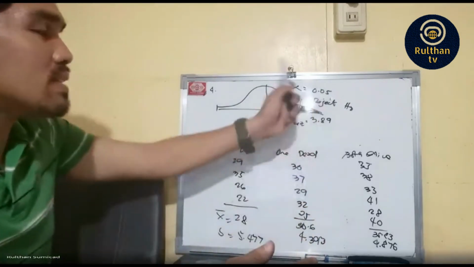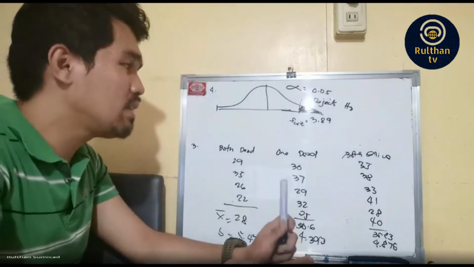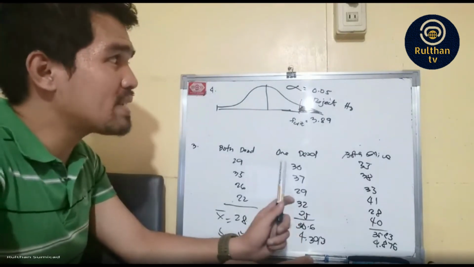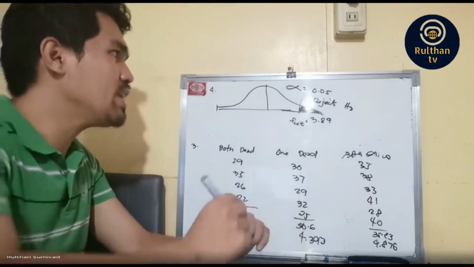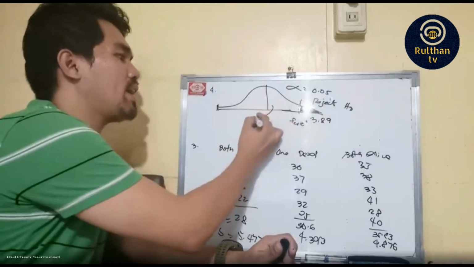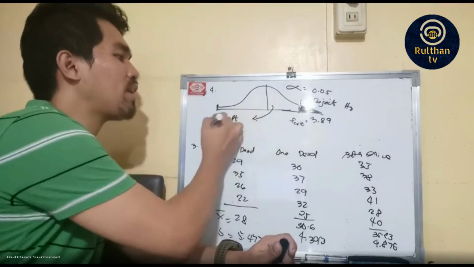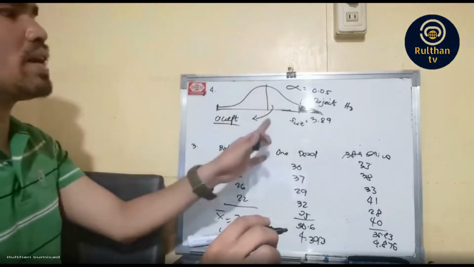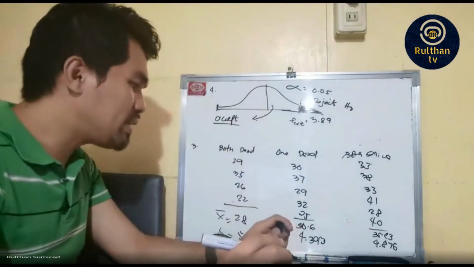Okay, now going back to this situation here, 3.89, and that's the value. We have already plotted our rejection region. But if our value falls in this area here, it falls on the acceptance region. So we will fail to reject the null hypothesis if our computed F landed in this area. Now we're good with this one.